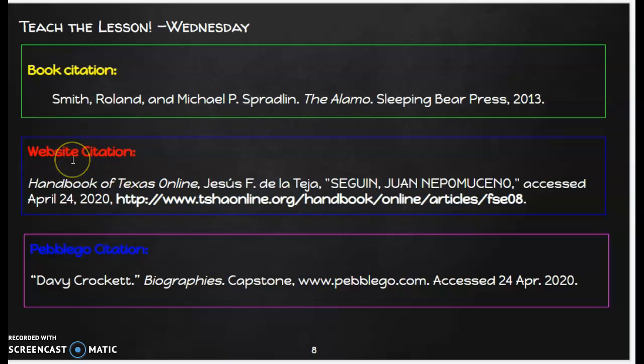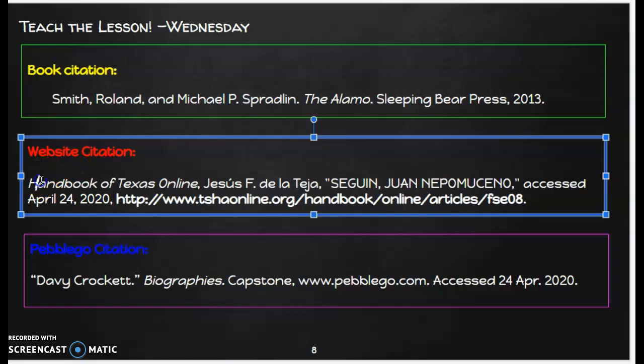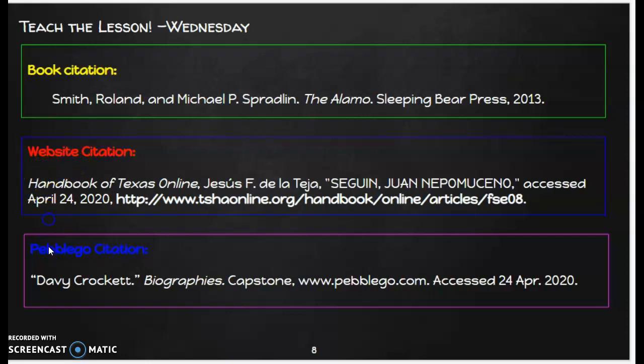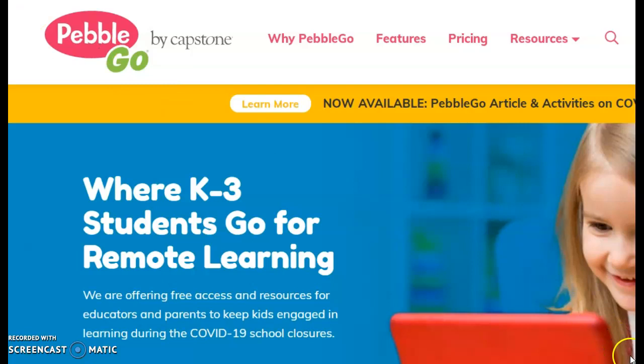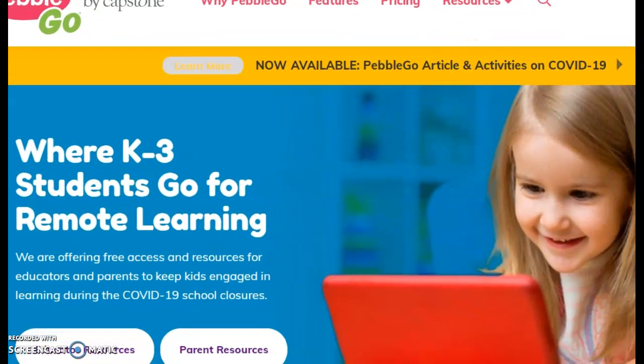Next, you can see that I have a website citation. And then after the website citation, I have a PebbleGo citation. Now, these get to be a little more complicated, and so I'm going to show you a couple of things that you can do for those. Okay, for the PebbleGo, I'm going to show you first how to get a citation for PebbleGo. If you did Davy Crockett or Sam Houston, you probably used PebbleGo.